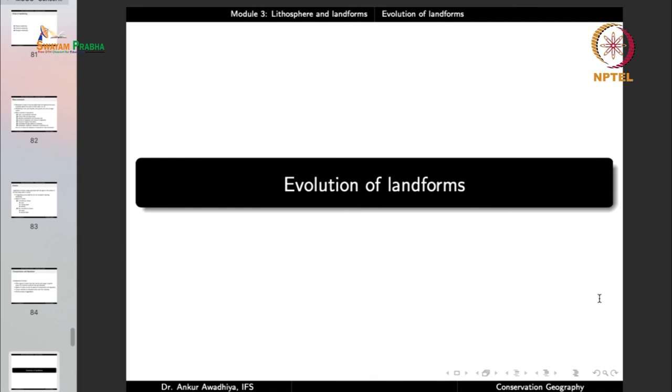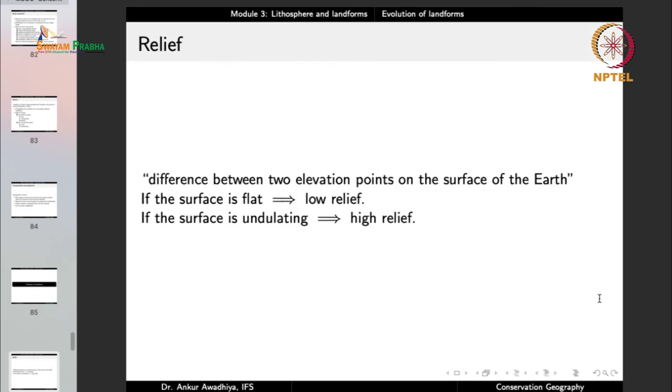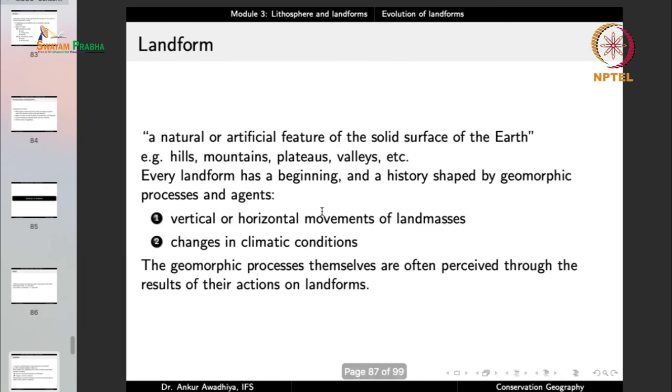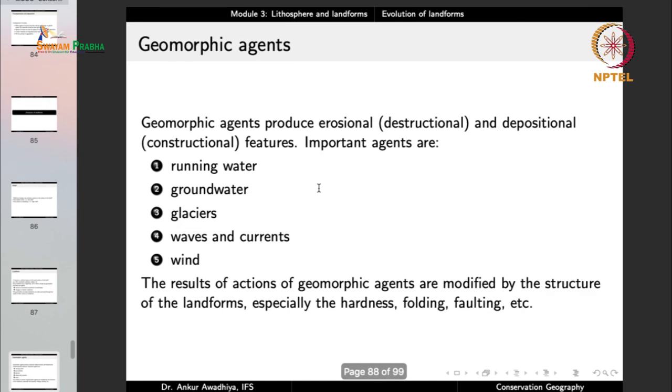Next, we looked at the evolution of landforms and we looked at relief, which is the difference between two elevation points on the surface of the earth. If the surface is flat, we say that the area has a low relief. If the surface is undulating, then we say that the area has a high relief. A landform is a natural or artificial feature of the solid surface of the earth. Each landform has a beginning and a history that is shaped by geomorphic processes and agents. These agents are called geomorphic agents, which are things like running water, groundwater, glaciers, waves and currents, and wind.